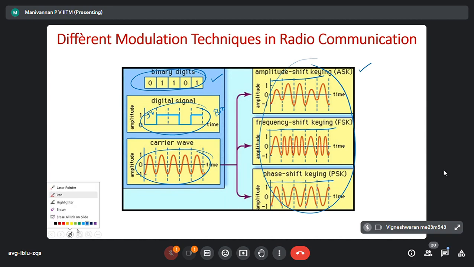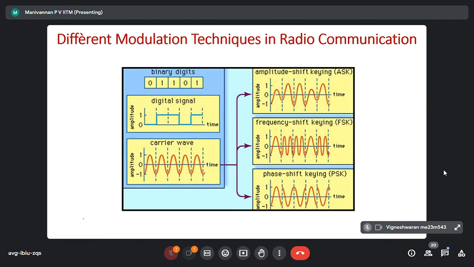Any doubts in this? Sir, how are the carrier wave and digital signal combined and sent? That is a modulator circuit. The electronic circuit is there. They call it a modulator circuit. We can discuss that separately, as it is pure electronics.